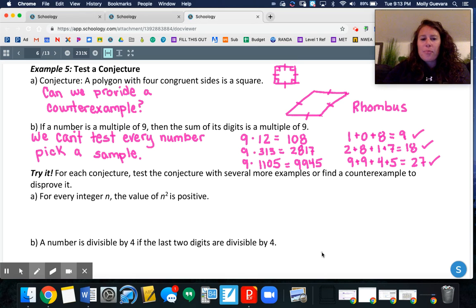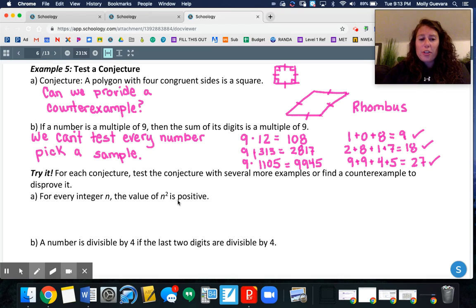Yes. Okay, so I'm just picking a small sample, but I'm picking random numbers throughout this sample. So you can pick whatever numbers you want to multiply. Okay, so 12, 313, 1,105. We're just random numbers that we picked. You can pick anything. So since my random sample size works for that conjecture, we can go ahead and say that that conjecture is true.